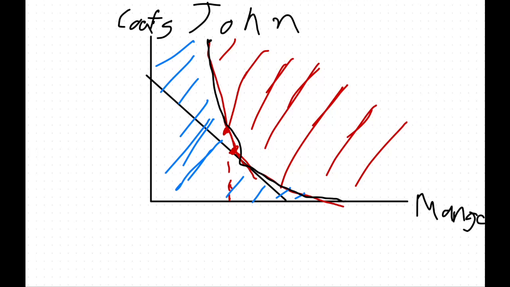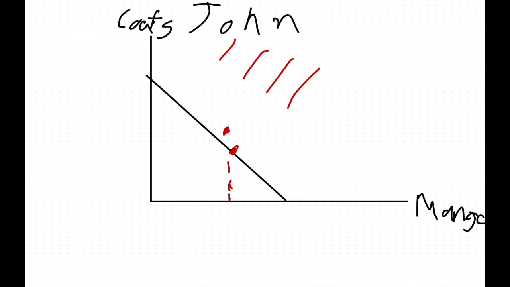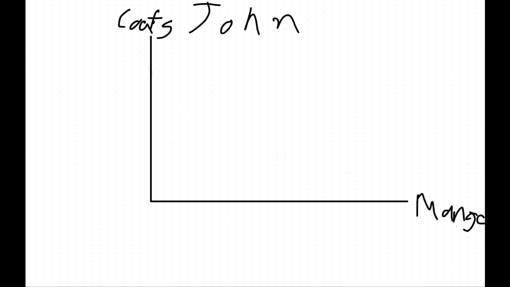Yes, that is correct. Anything on the PPF is what's called Pareto optimal, which means that essentially you can't get more of one good without giving up some of the other. And so this is John's indifference curve, which is starting to get ugly, so let's erase some things. And we can imagine that John will have infinitely many indifference curves, right?